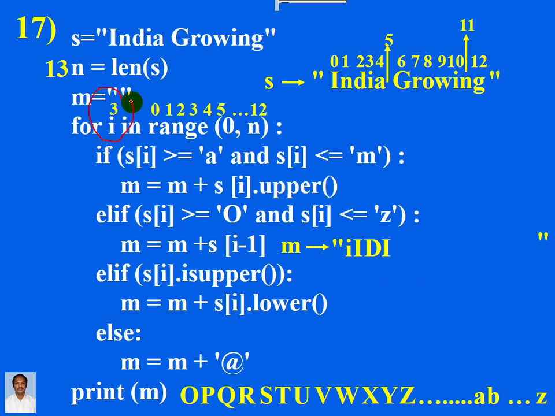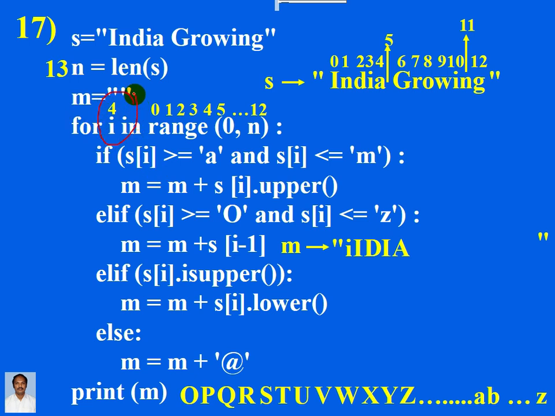I takes the next integer in the range, 4. So S of 4, what is S of 4? Small a. Small a, is it between small a and M? True. So this will be executed. M concatenated with small a dot upper. So here you get capital A, that is assigned to M. So here one capital A comes.